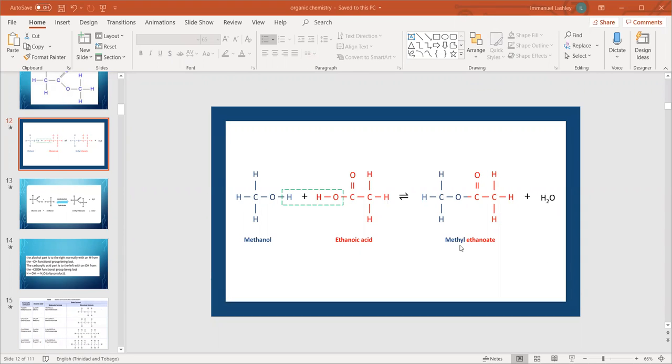Yes, so the product that is formed is an ester, which is methyl ethanoate, and that is an ester.